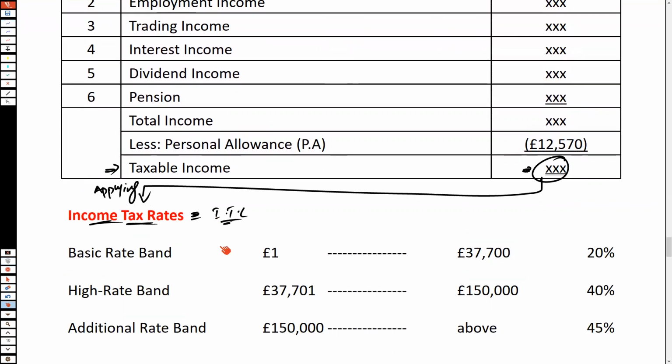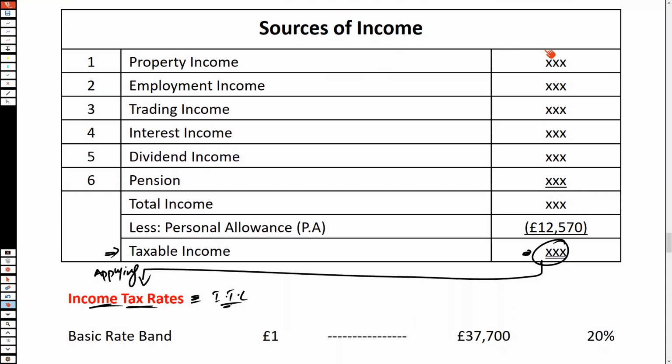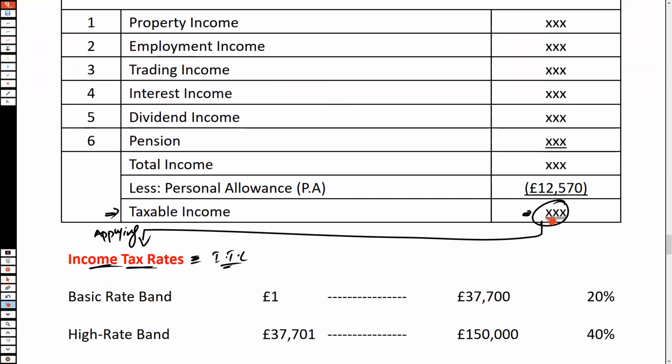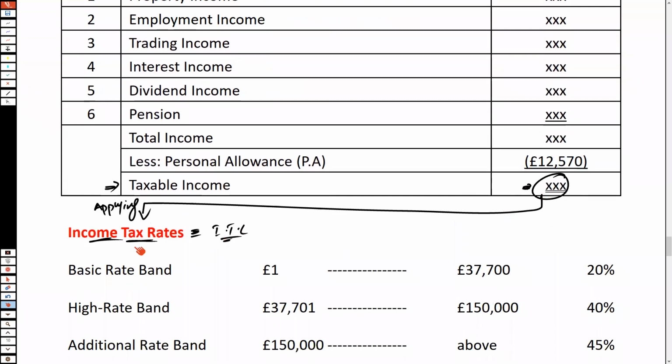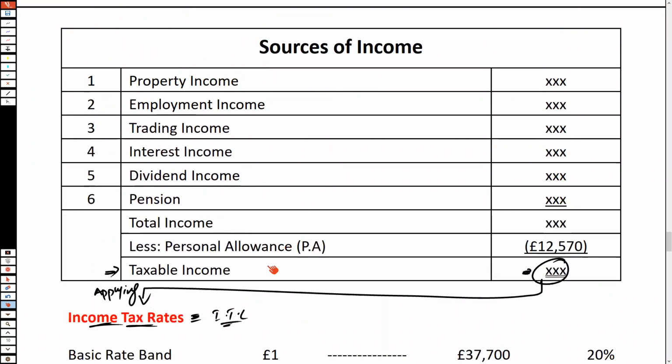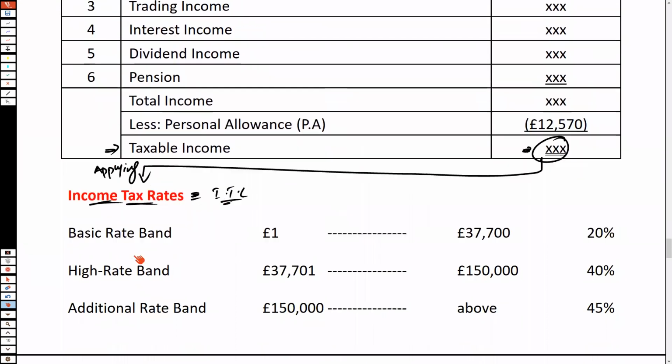You can understand this pattern now: adding sources of income, getting total income, deducting personal allowance, then taxable income. On this taxable income, applying tax rates to find the income tax liability. So this is how it all operates for the taxation of an individual person.